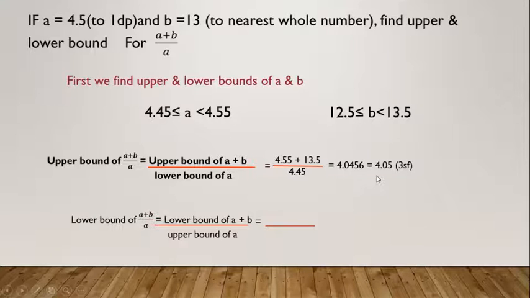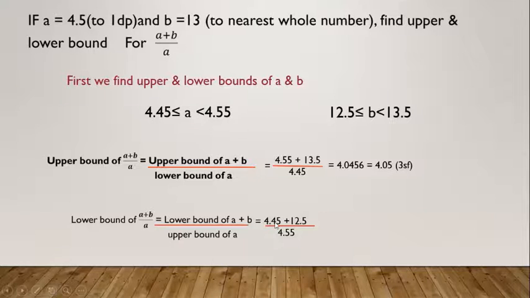Now the next part is finding the lower bound of (A plus B) upon A. Lower bound means minimum value. So what we do here is we find the lower bound of A plus B divided by the upper bound of A. When we divide by the maximum value, we get the minimum value. So when in the denominator we have the maximum value, we get the minimum value. That is why, very important, when we have to find the lower bound of (A plus B) upon A, we divide the lower bound of A plus B by the upper bound of A. And this is how we go.